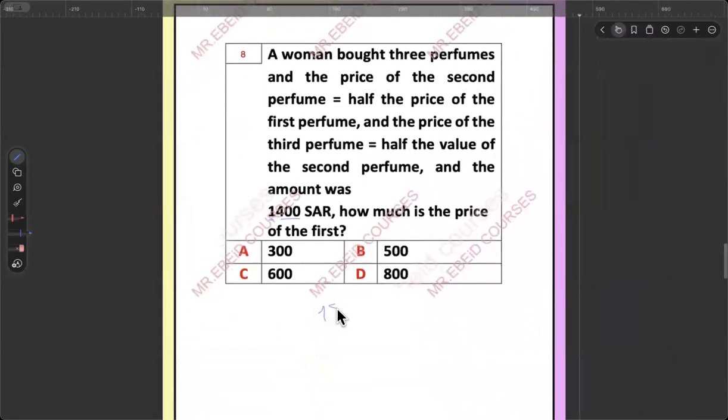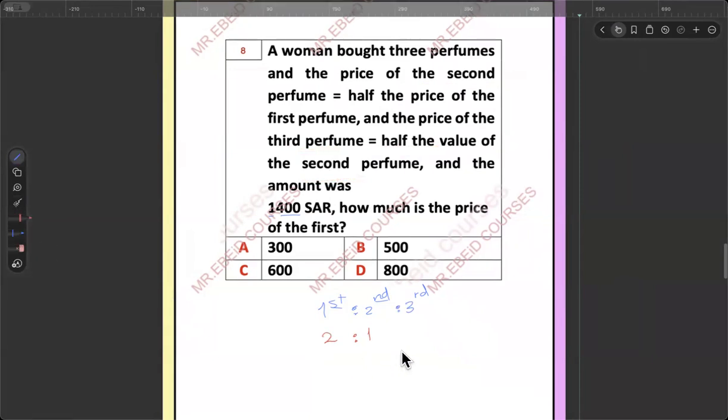I will write the first one to the second, to the third, and I will write down the ratios. We have the ratio between the second and the first, which is half. So second to first is half, 1 over 2. So we can rewrite it as 1 to 2. Then we have the ratio between the third and the second: the third equals half the second. Third to second is half, so it will be 1 to 2.